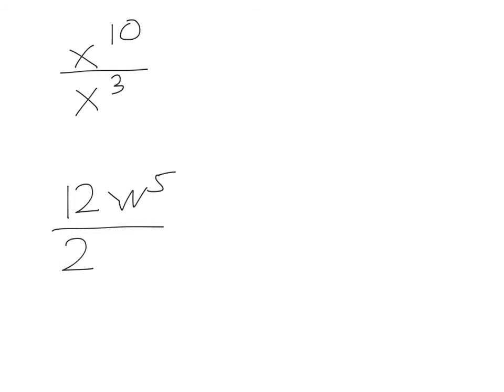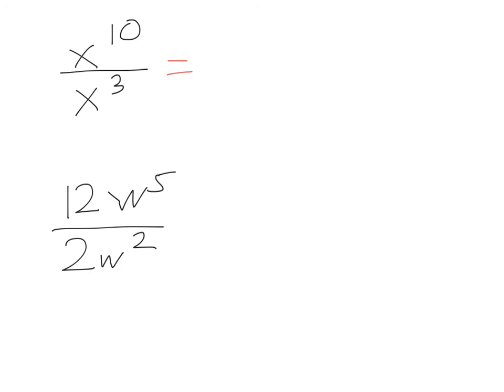All right, try this one for me. Actually, I'm going to give you 2 of them to try. X to the 10th over x to the 3rd, and 12w to the 5th over 2w squared. So I want you to try these 2 first. Pause the recording and see what you come up with. All right, let's see how you did.